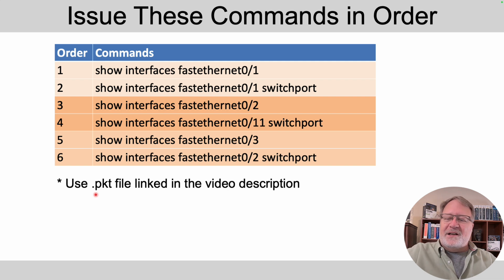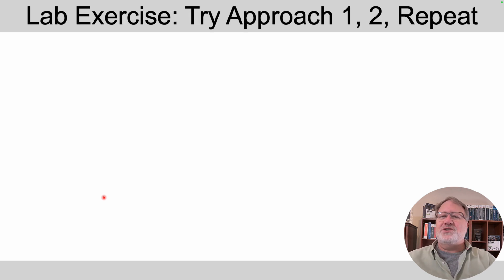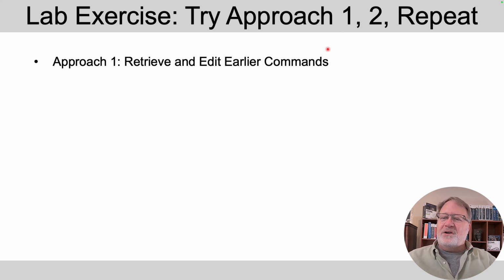You can open the packet tracer file in the video description and open up either of the switches, but honestly, you just need some working command line in order to do this part of the lab, where you can type the commands and retrieve them and edit them. So here's the idea. I want you to do those 6 commands, and I want you to do them by retrieving old commands and editing. That's what I'm calling approach number 1, all right? Retrieve the earlier commands, edit them, press enter, retrieve an earlier command, edit, press enter to get those 6 commands done. And practice that until it's starting to feel a little more natural, all right?